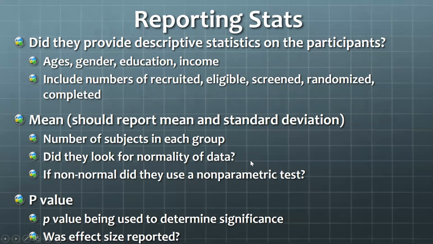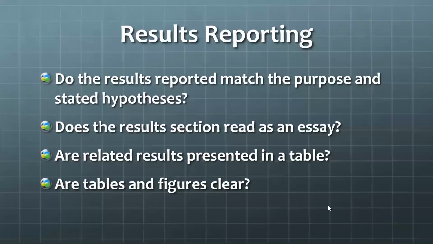Is it a bimodal or a unimodal bell-shaped curve in the data? If it's not normal, did they use one of those non-parametric tests? Because remember, all the inferential statistics are based on having a normal distribution of data. And then, the p-value that they used, was effect size reported? These are all things that are beginning to make more and more sense to you.